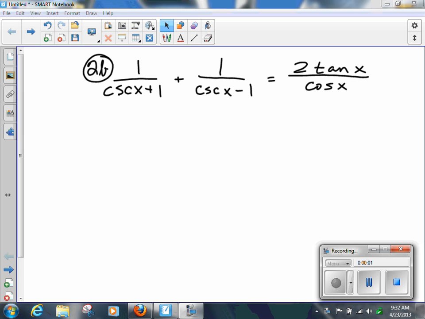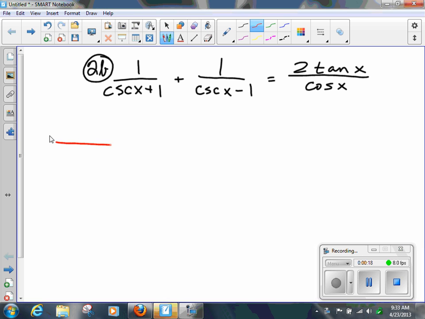So let's look at 2b. All right, the thing about this problem, you got to look at both sides. And the first thing I notice on the left side for the denominators, I've got the same factors with different signs, which means eventually I'm going to have difference of squares. So I'm going to go ahead and I'm skipping a step.